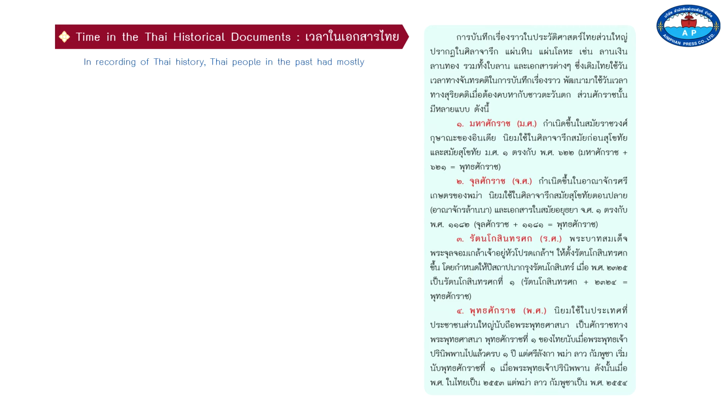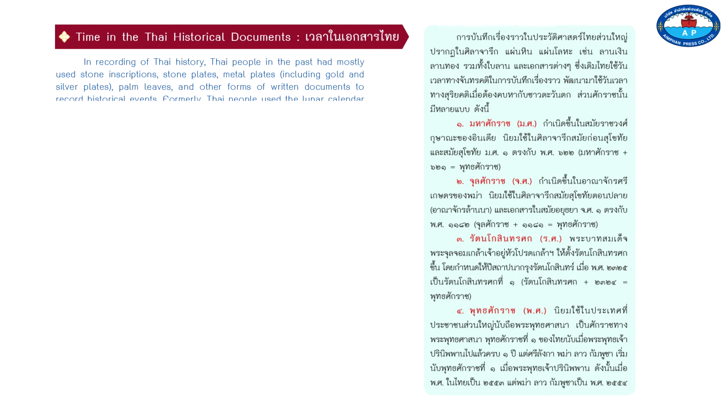Time in the Thai historical documents. In recording of Thai history, Thai people in the past had mostly used stone inscriptions, stone plates, metal plates, including gold and silver plates, palm leaves, and other forms of written documents to record historical events.